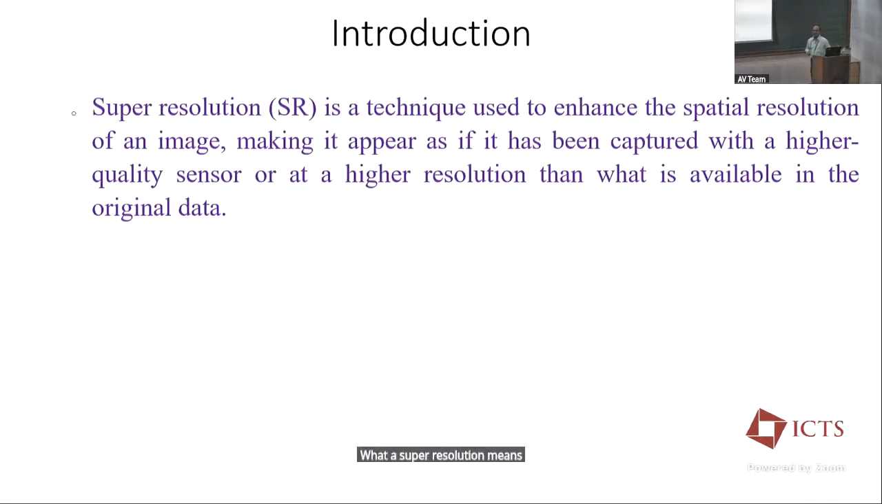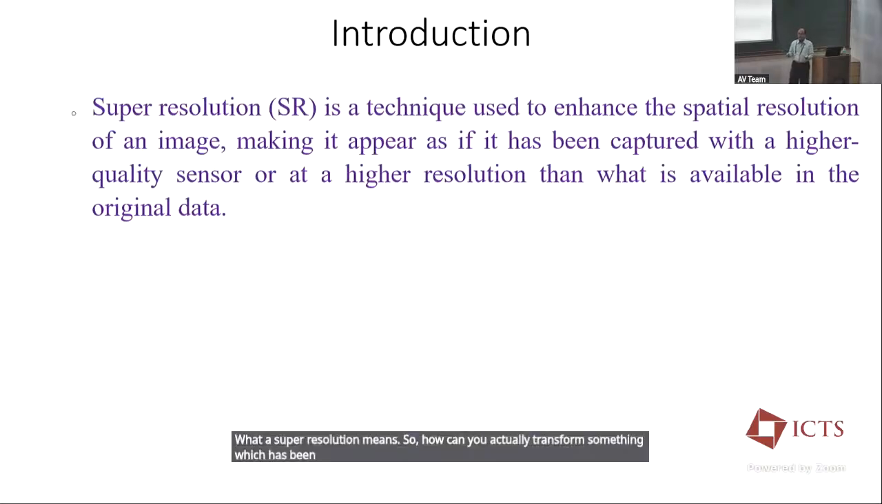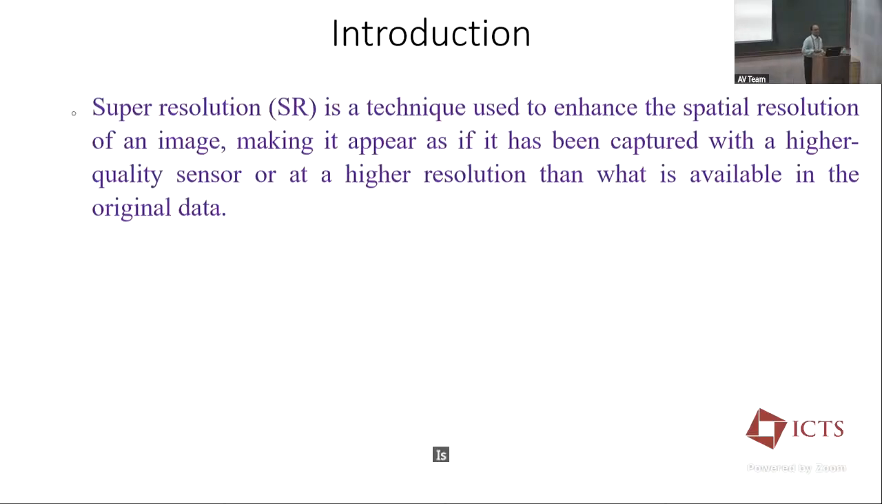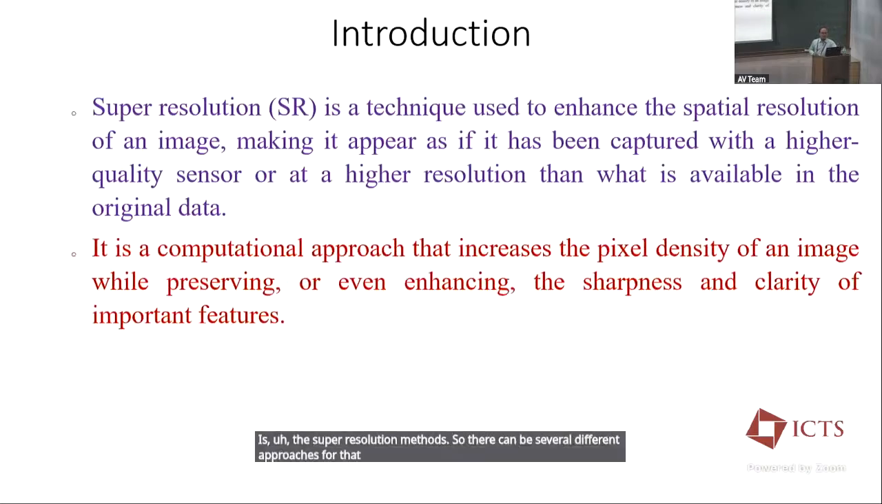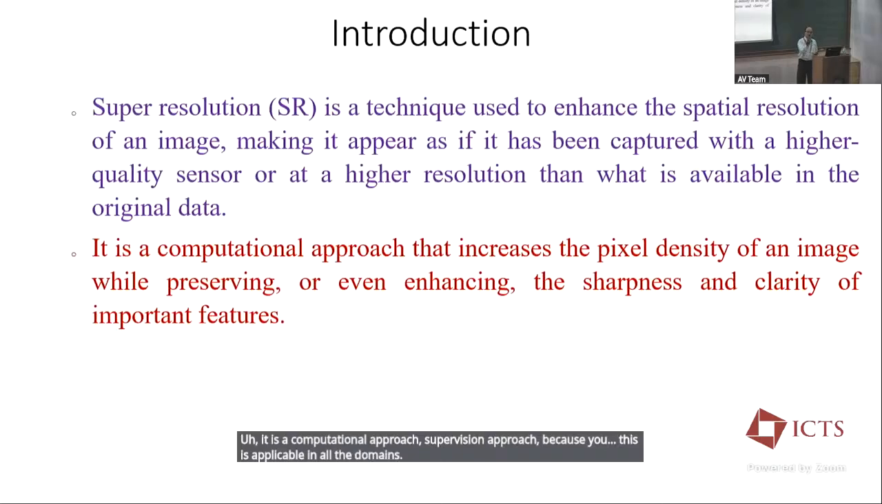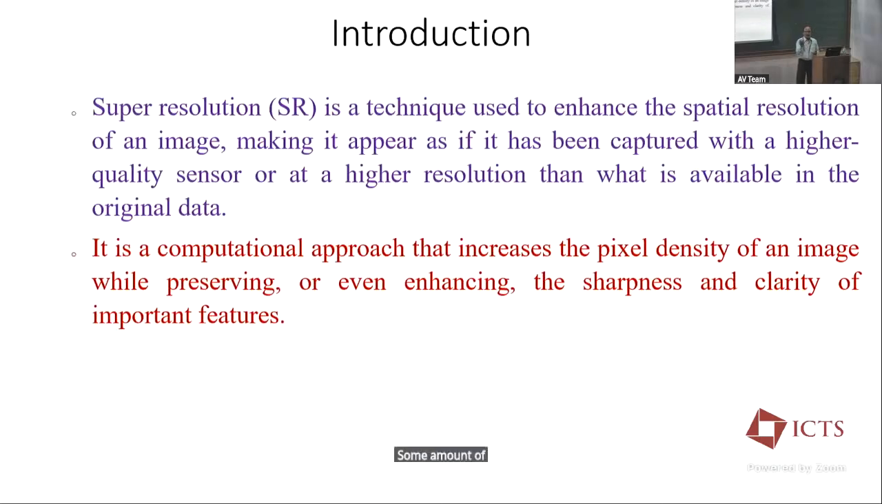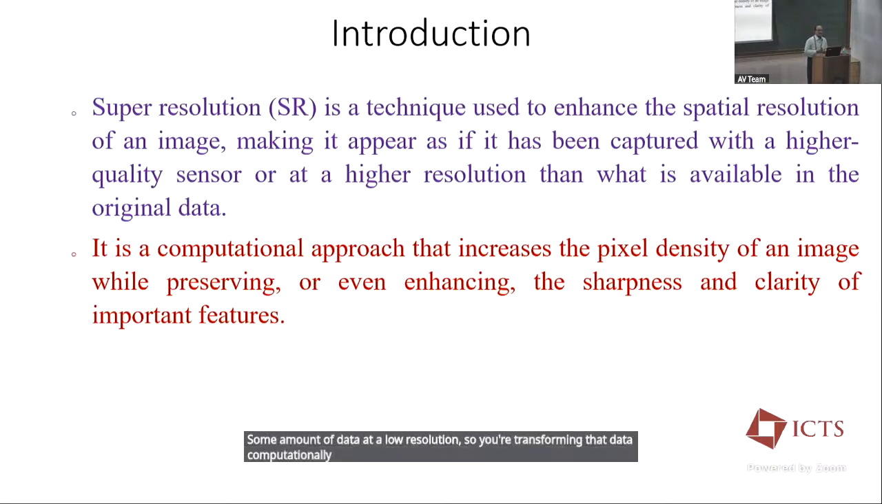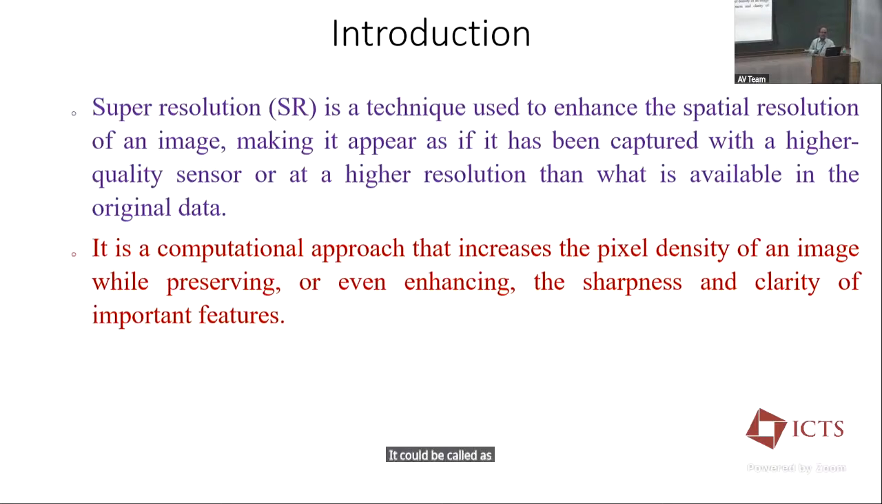So how can you transform something which has been taken at a low resolution to a high resolution? What are the various methods? That's what the super resolution methods are. There can be several different approaches for that. It is a computational approach, because this is applicable in all the domains. It's a computational approach because you have already taken some amount of data at a low resolution, so you're transforming that data computationally. It could be called increasing the pixel density.